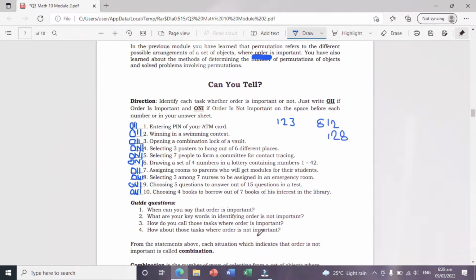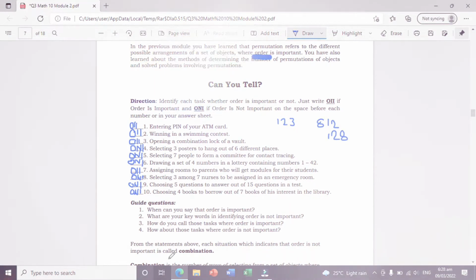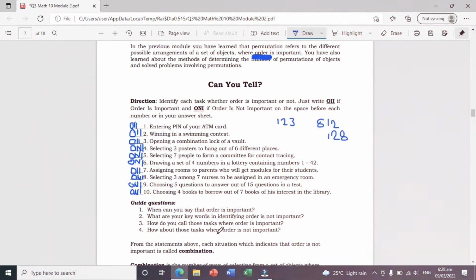So, these would be our guide questions. When can you say that order is important? What are your keywords in identifying order is not important? Tingnan mo yung mga answer natin dito. Then, how did we come up with OI and ONI? How do you call those tasks where order is important? So, lesson natin yan. Ang tawag dyan is permutation.